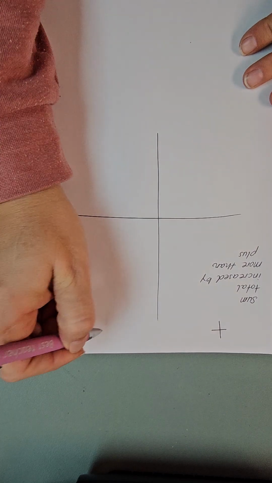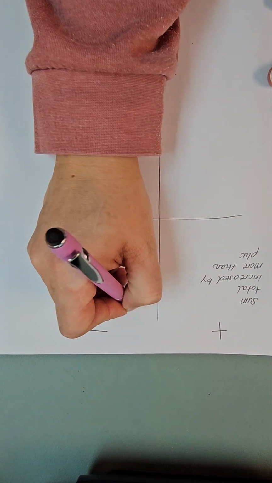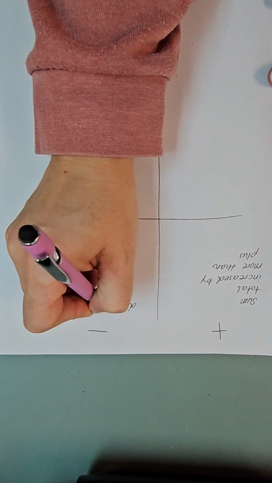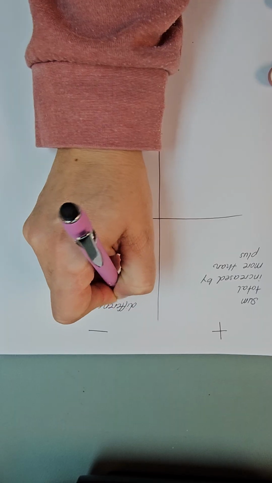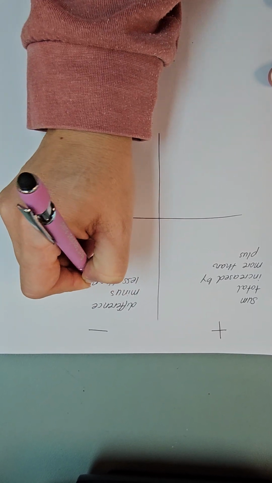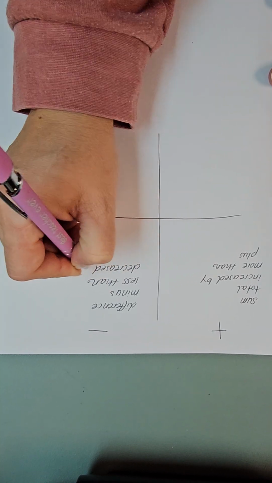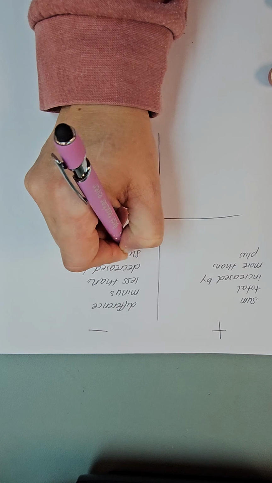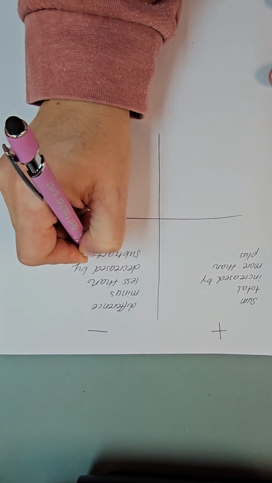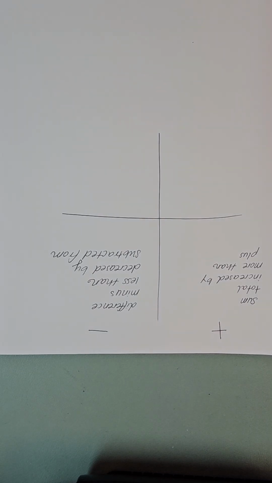Then we have next subtraction. Subtraction, clearly we used words such as difference, minus, less than, or decreased by, or subtracted from. Those are all words that you use for subtraction.